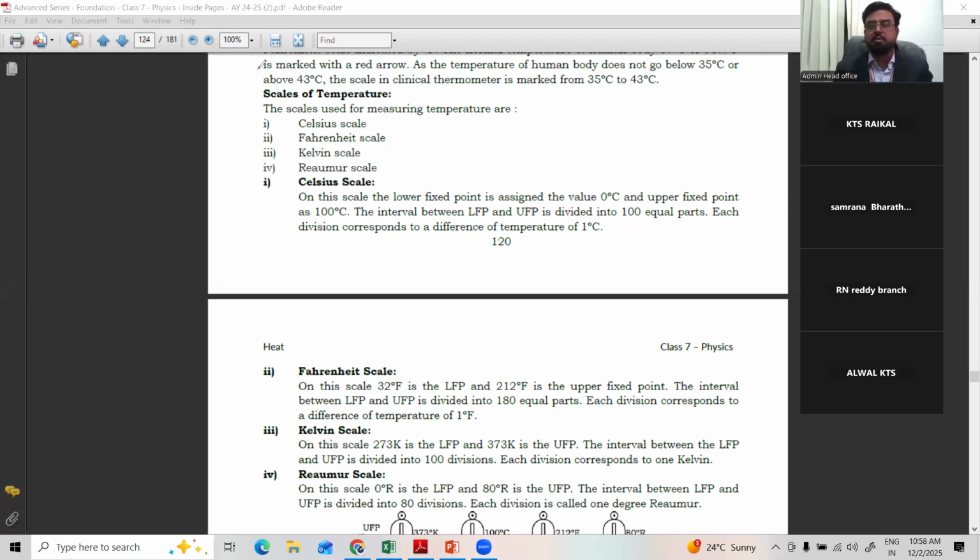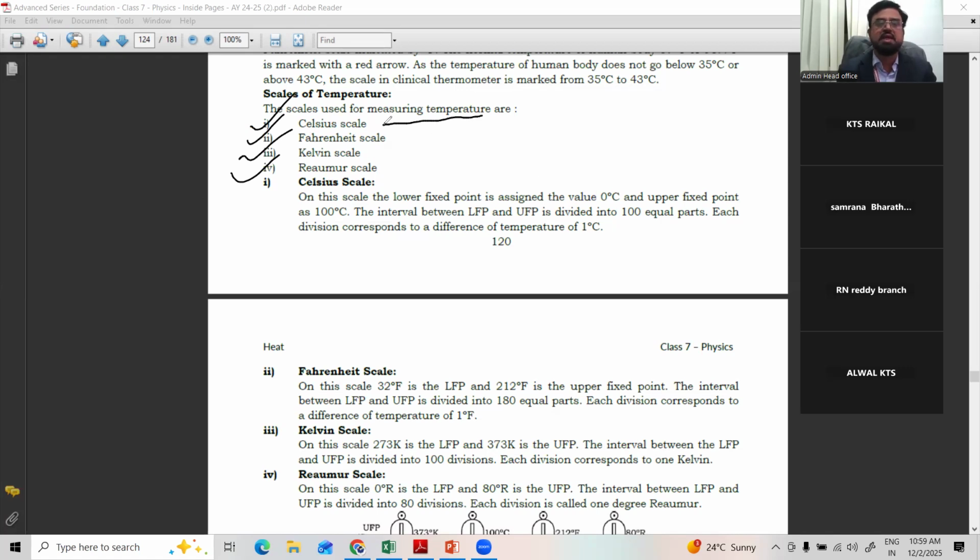There are two columns. One is in degree Celsius, the other is degree Fahrenheit. It doesn't mean that different temperatures are shown there. We can convert one scale into another scale. There are two scales they measure. So what are the scales you can see here? The scales used for measuring temperature are the Celsius scale, Fahrenheit scale, Kelvin scale, and Romer scale.